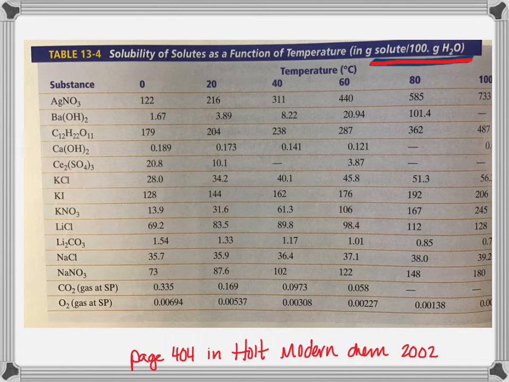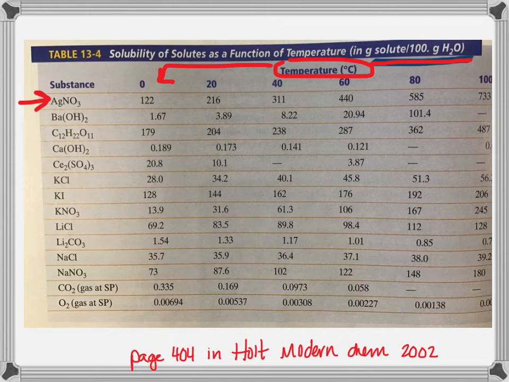There's one other thing that's specified, which is the temperature. So at 0 degrees, we could dissolve 122 grams of silver nitrate, but at 20 degrees Celsius, if our water is at 20 Celsius, we could dissolve a whopping 216 grams of silver nitrate. Remember, when we heat it up, we can dissolve more stuff.